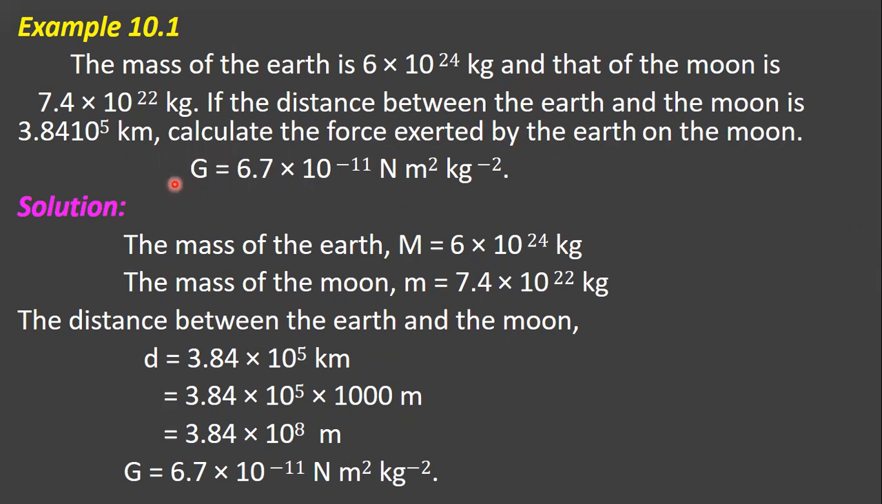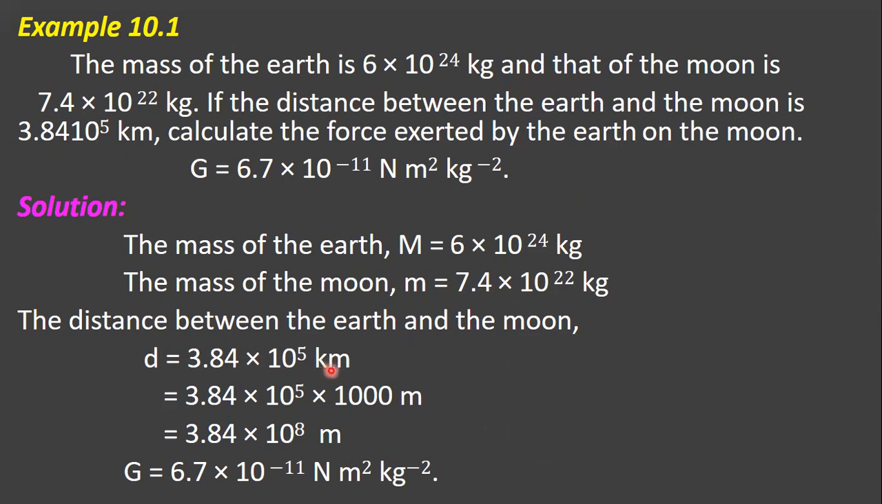Here the value of the gravitational constant has been given: G equals 6.7 into 10 raised to minus 11 Newton meter square per kg square. This is the universal gravitational constant, children. Now the solution. The mass of the earth M equals 6 into 10 raised to 24 kg, and the mass of the moon m equals 7.4 into 10 raised to 22 kg. The distance between the earth and the moon, D, equals 3.84 into 10 raised to 5 kilometer.